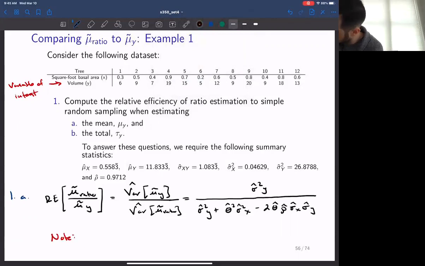So we have theta hat is equal to mu hat y divided by mu hat x. And then each standard deviation is just going to be the square root of the estimate. So given those notes, we should be able to show fairly easily that this is equal to 15.3567.